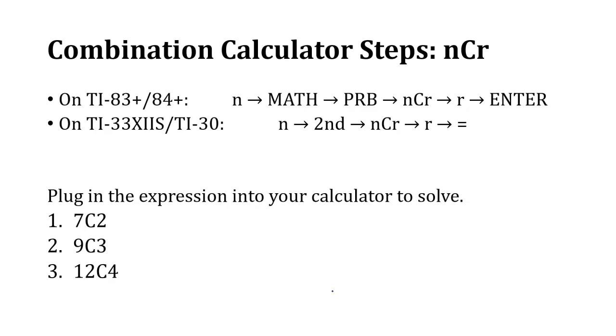And we're going to do this as an example. For the TI-30, you'll type in your number, say the 10-person committee, then hit second, or math, depending on the model, choose nCr, and then hit r. Let's try plugging them in before we use the examples. I'm going to do one in this video, 7C2.